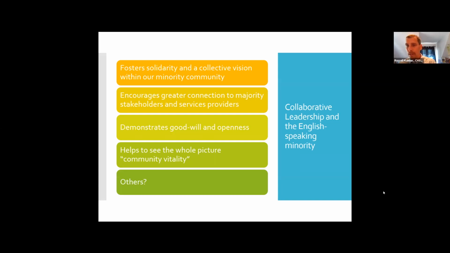So being a collaborative leader, one of the benefits within our community is we need to build a common vision of the English-speaking community. The minority community, the stronger that vision is, the better it is to be able to work with the majority community. Which leads to the second point, is that it encourages greater connection to majority stakeholders and service providers.